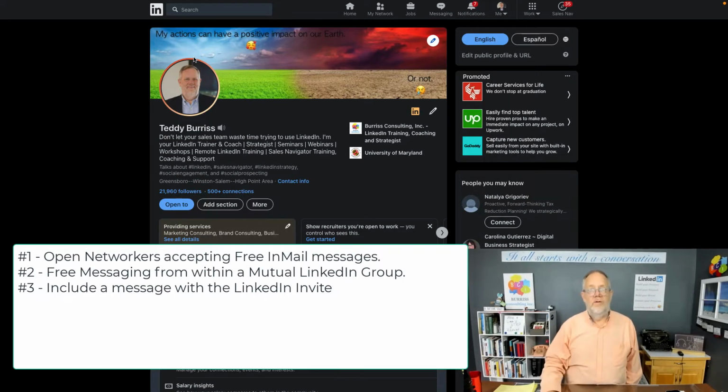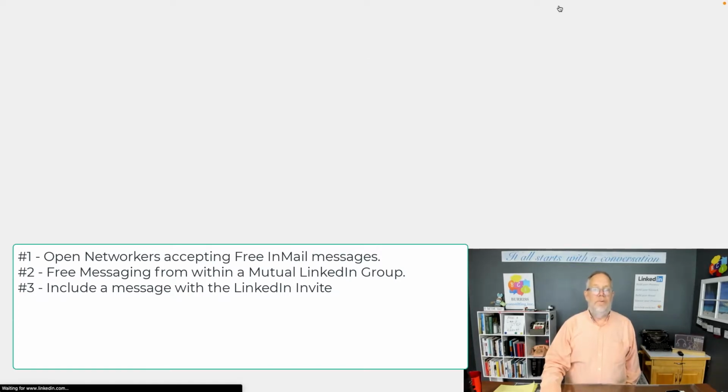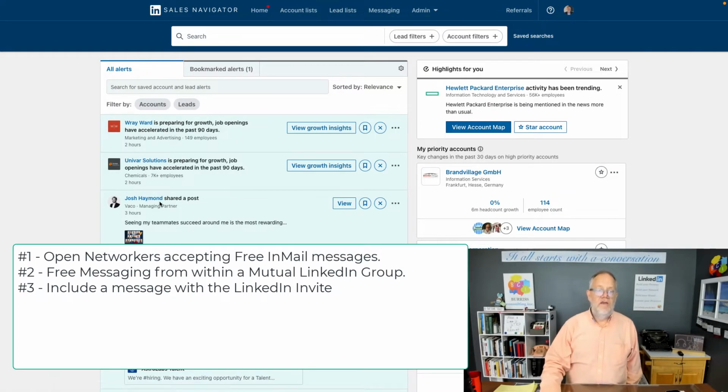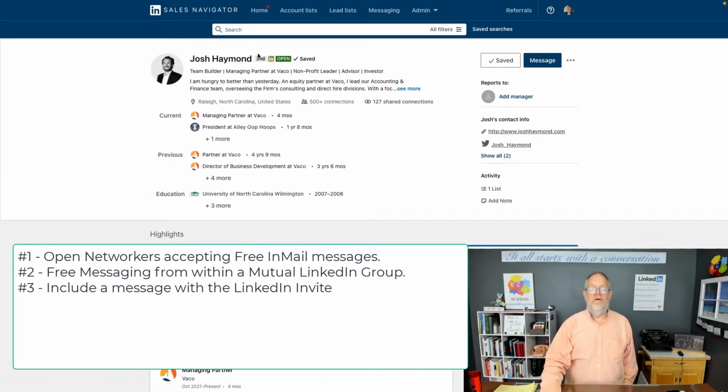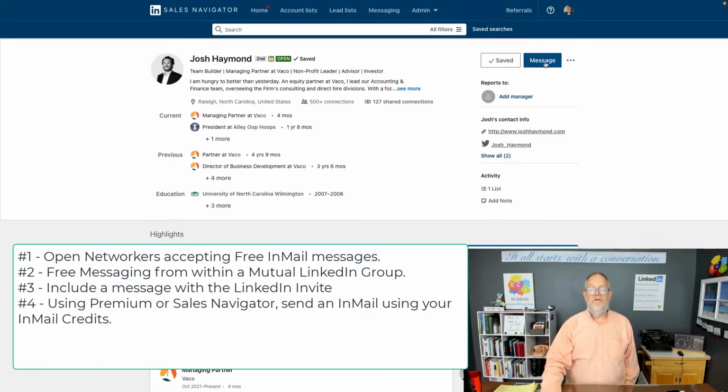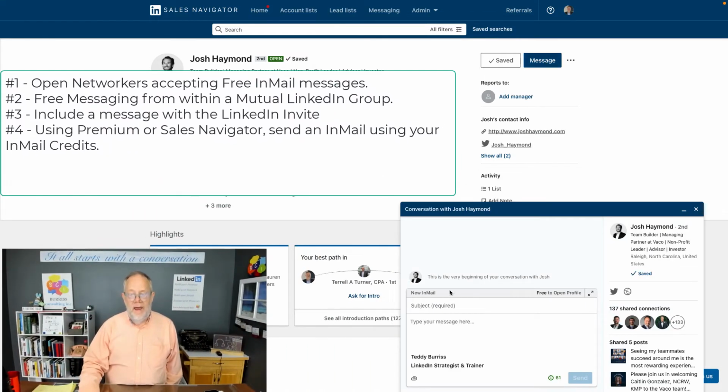The fourth way you can send a message, if you are a premium user of LinkedIn, whether it's LinkedIn Business Premium or LinkedIn Sales Navigator, is that from Sales Navigator, you can find people who you're not connected with yet. You can go to that person's profile in Sales Navigator, we're second level, and you can send a message. This is called an in-mail, and you get X number of in-mail credits each month. However, this is an example of someone who is a premium user and they're open to messaging, so I don't have to pay for a message to send this person a message.